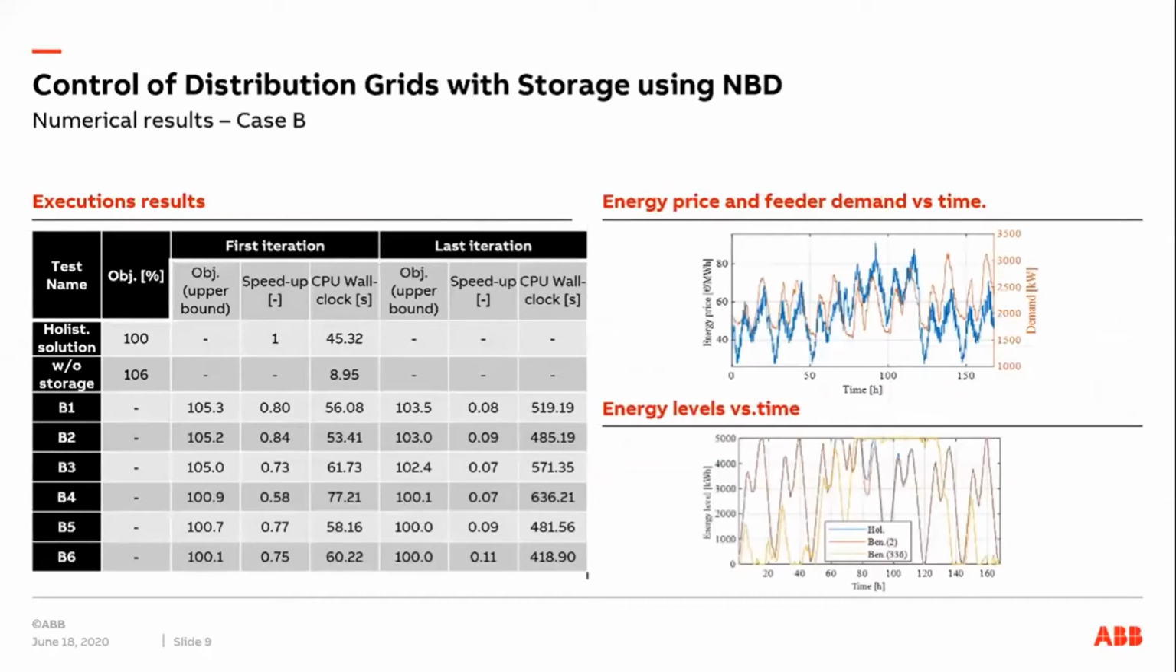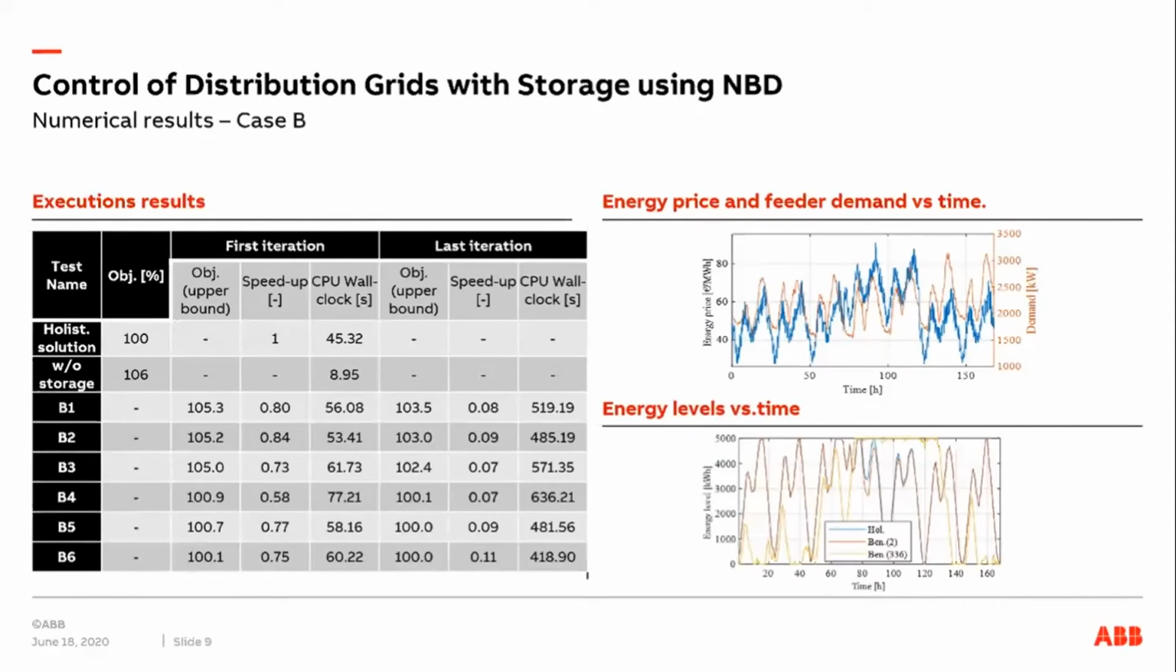For case B, the test feeder IEEE 37 nodes for a time horizon of 1 week. The picture on the top right shows the total feeder demand and the hourly energy price. The latter has been artificially modified on Wednesday and Thursday in order to have different daily results. However, for this case, the demand peak is reached during the weekend.